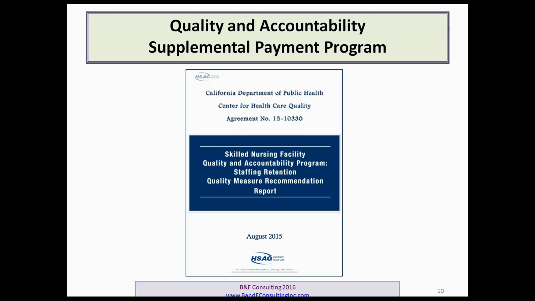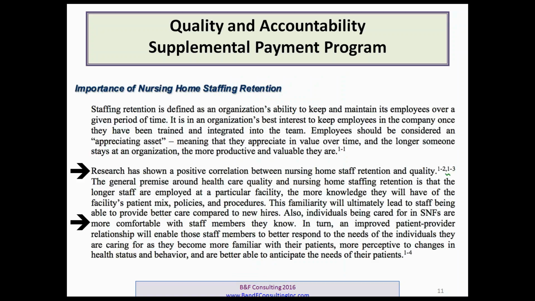California, like many other states, is developing payment incentives to drive performance. This study on staff stability is being used to design incentives for homes that have staff stability. Consistent assignment has a strong positive impact on staff stability, and putting it in place positions your organization to capture these financial incentives. This report finds that there is a positive correlation between nursing home staff retention and quality.